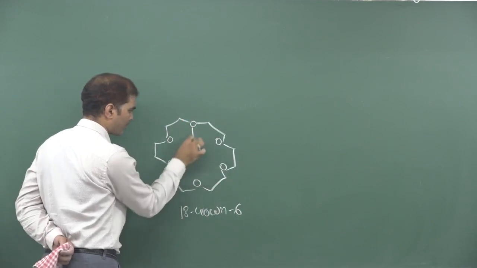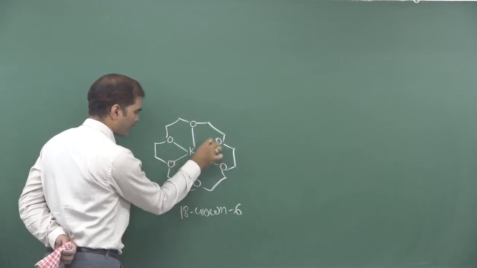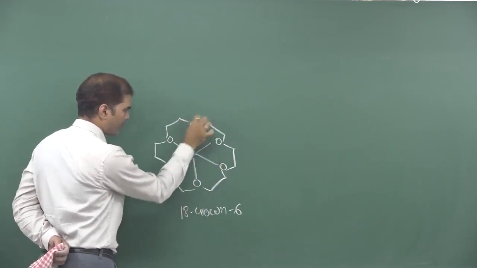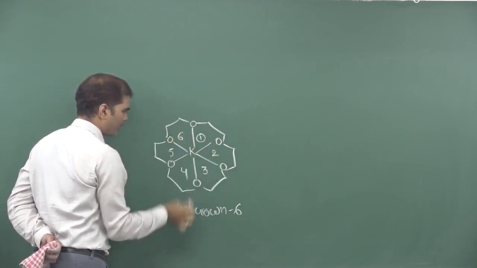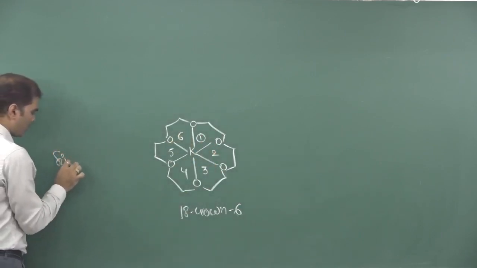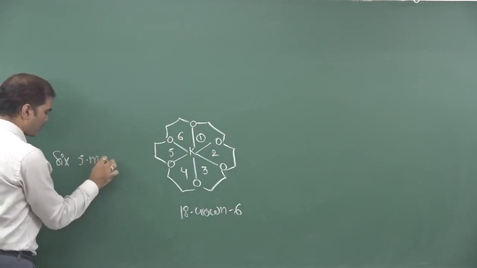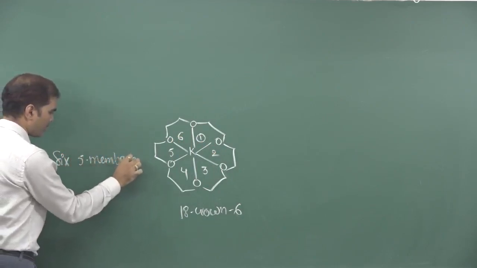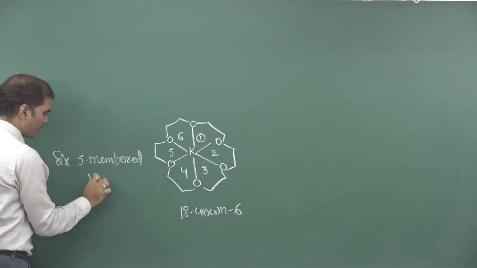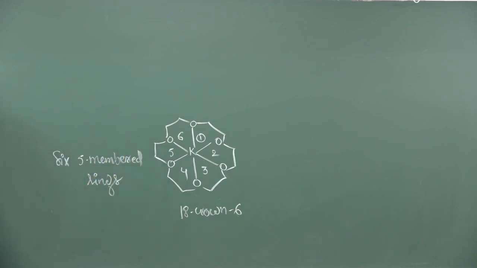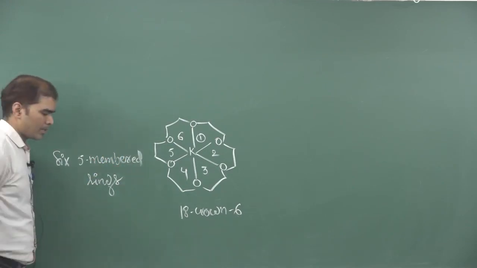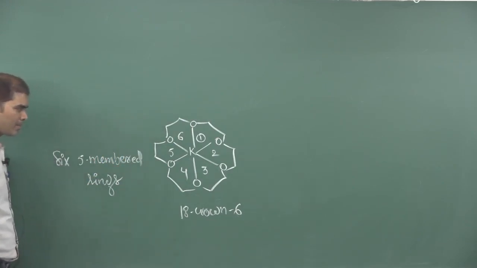5-membered. So this is 1 5-membered ring, 2, 3, 4, 5 and 6. Altogether there are 6 5-membered rings. Since there are 5-membered rings, stability will be very high.